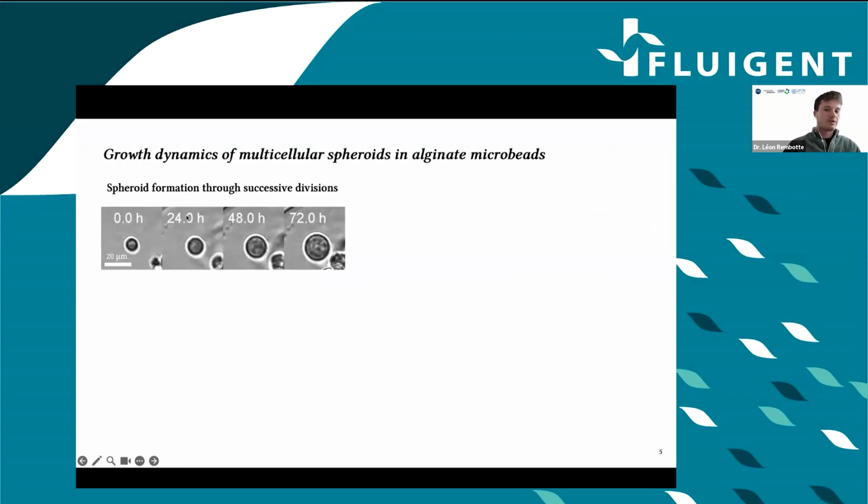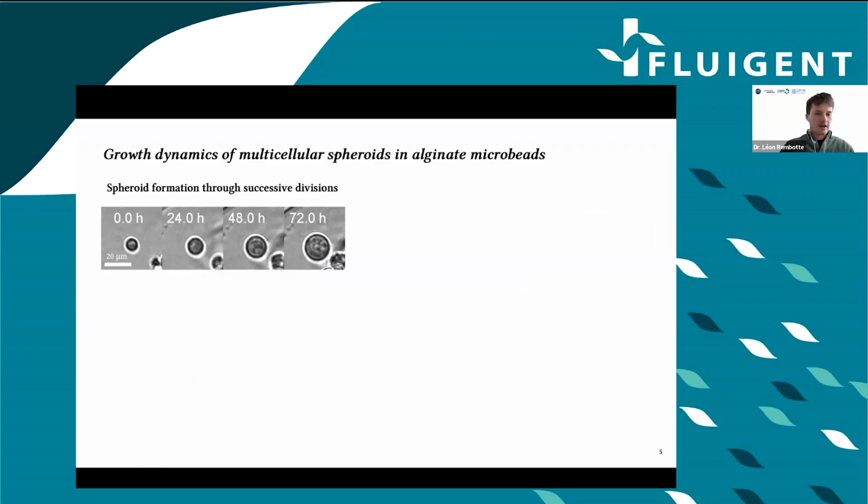So if we look closely at what happens inside the microbead, this is a zoomed version of a time-lapse video of one cell that was encapsulated alone in a microbead. And you can see here that it indeed grows. And we checked that the growth rate was exactly the same as in 2D culture for our cell type, which is, in this case, HEK cells, which are widely used for viral particles production in biology labs.